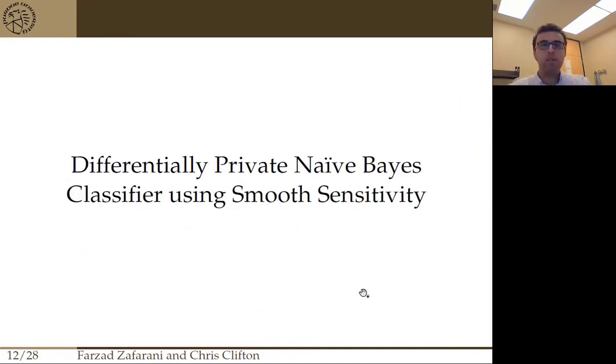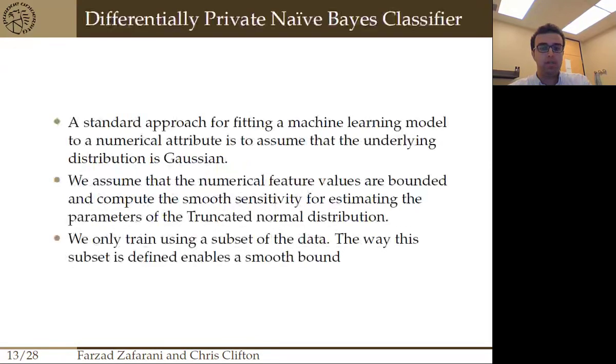So next we discussed the differentially private naive Bayes classifier using smooth sensitivity. A standard approach for fitting a machine learning model to a numerical attribute is to assume that the underlying distribution is Gaussian. We assume that the numerical feature values are bounded and compute the smooth sensitivity for estimating the parameters of the truncated normal distribution. We also only train using a subset of the data. The way this subset is defined enables us a smooth bound.